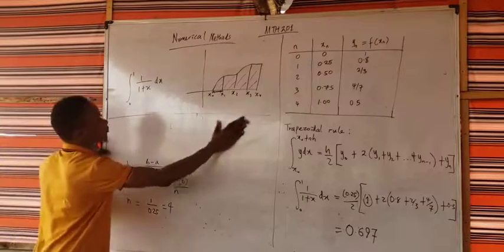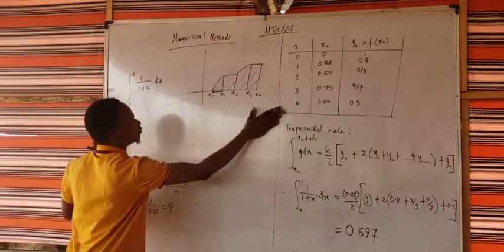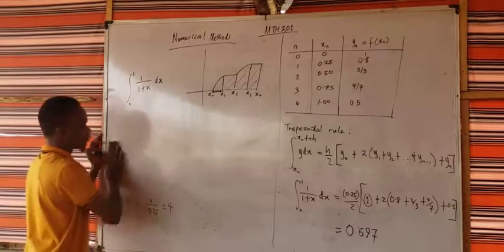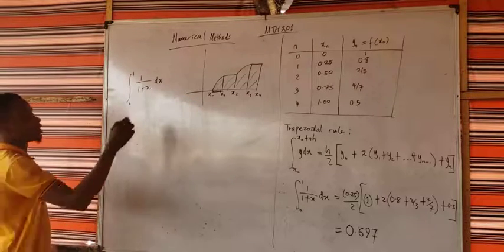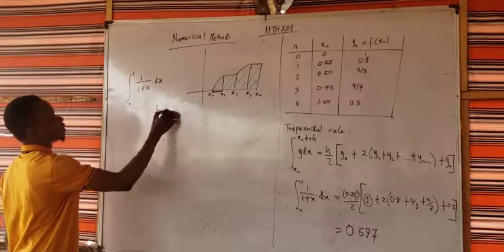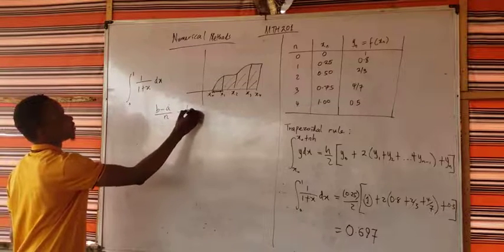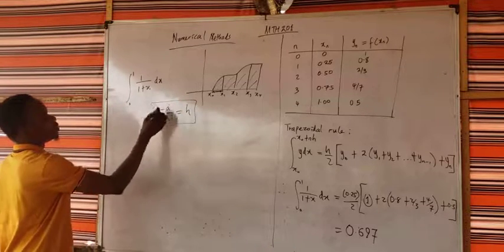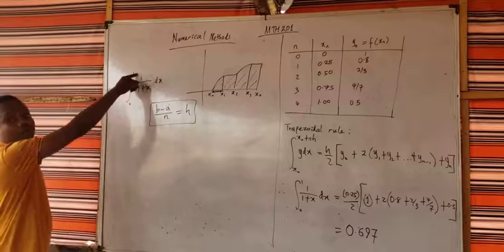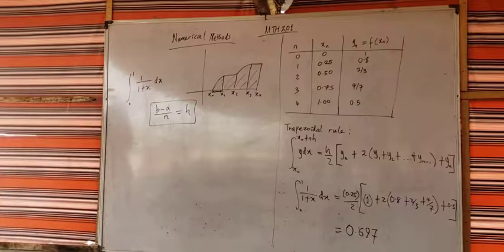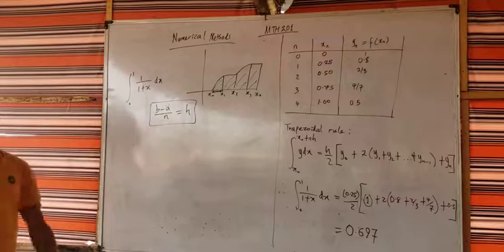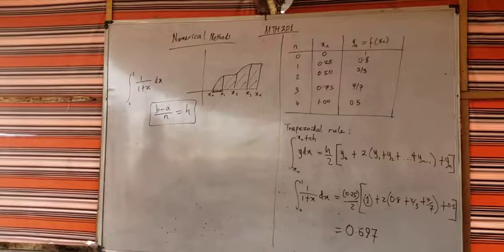We'll give you n. The relationship between n and h is b minus a over n equals h. Take note of this. B is this upper number and a is this lower number. That's the difference. That's the relationship between n and h, number of intervals and the size of each interval.